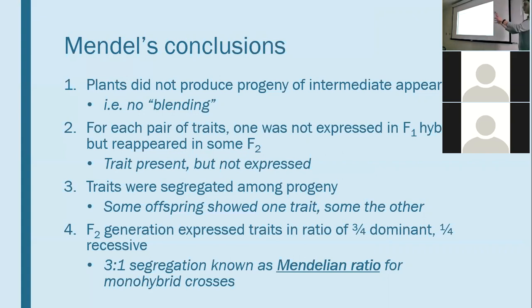Segregating 3 purple plants for every 1 white plant is known as the Mendelian ratio for monohybrid crosses, and that still works today. For these traits where you have 2 options and one's dominant and one's recessive, the Mendelian ratio applies to them. All right. We will move on to Mendel's model on Friday.